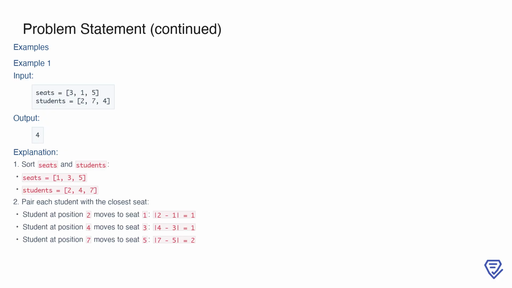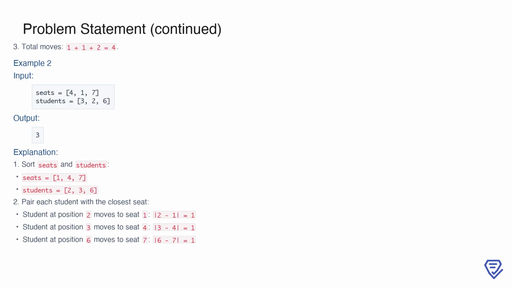For the first pair, the student at position 2 moves to seat 1, and the distance is |2 - 1| equals 1. Next, the student at position 4 moves to seat 3, resulting in a distance of |4 - 3| equals 1. Finally, the student at position 7 moves to seat 5, with a distance of |7 - 5| equals 2. Adding up these distances, the total number of moves is 1 plus 1 plus 2 equals 4.